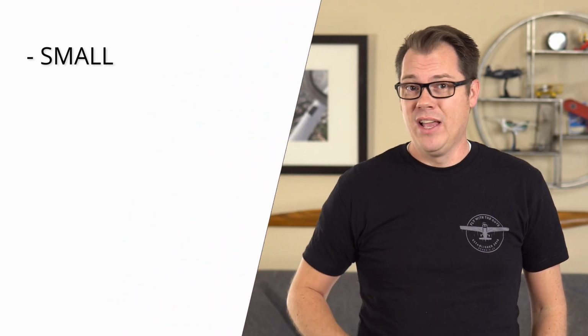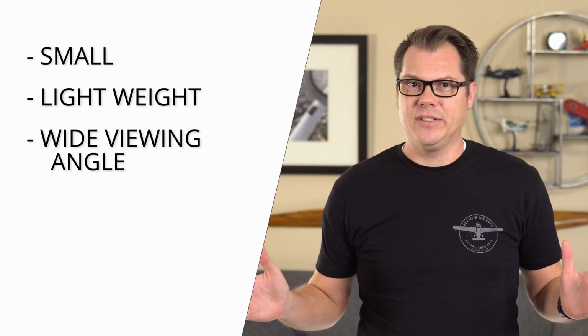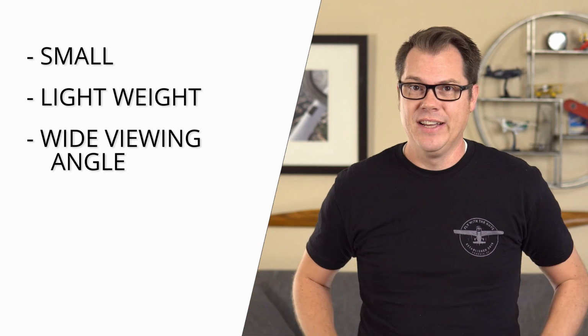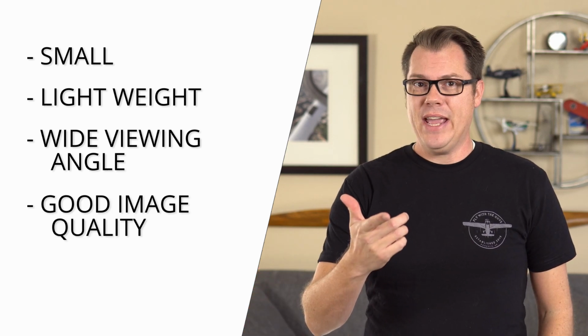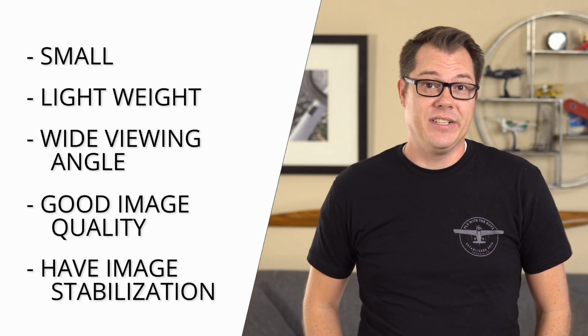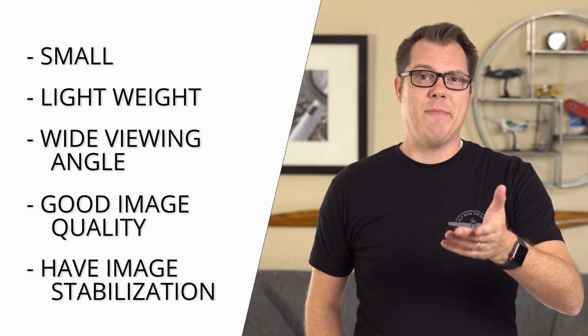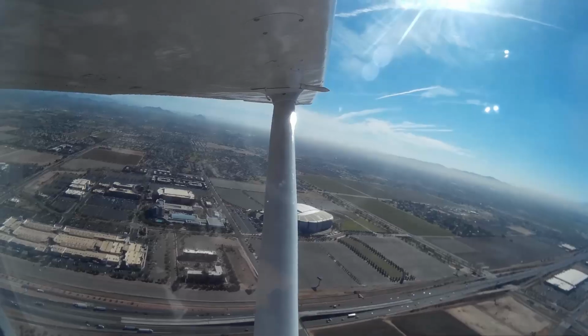To pick the right camera, we need to look at where we're going to be shooting. Airplanes are generally small and have tight quarters, so ideally we want a camera that is small, lightweight, and has a wide viewing angle to catch everything that's going on in the cockpit. Good image quality is a must too, and it needs to be able to withstand the vibrations of the airplane so your video doesn't come out mushy or jello-y like this.